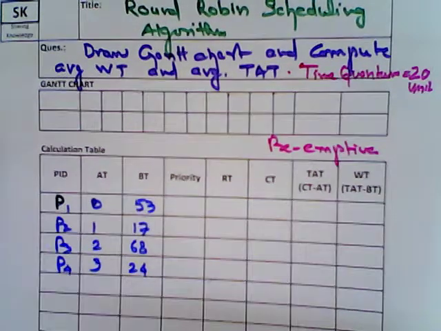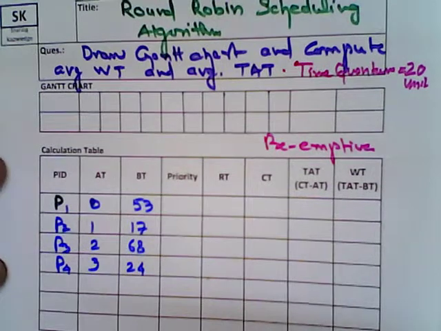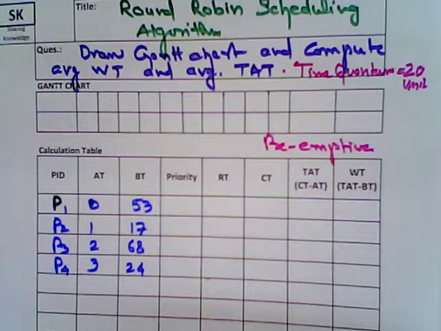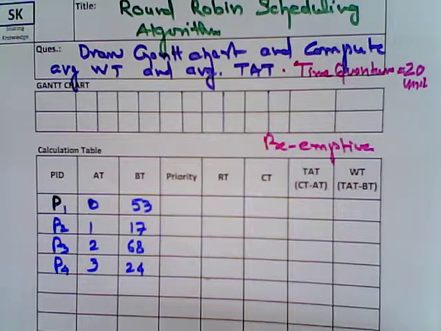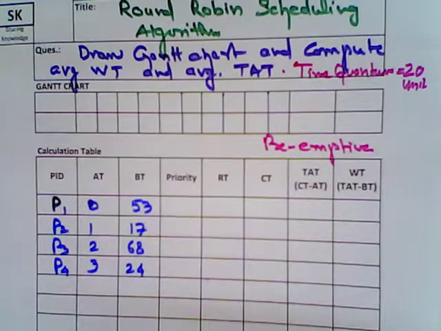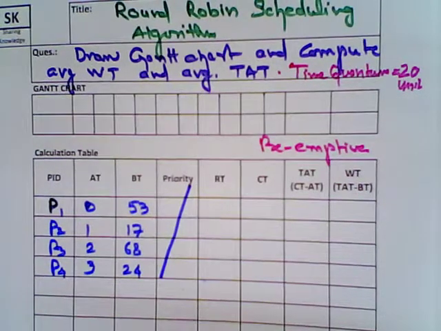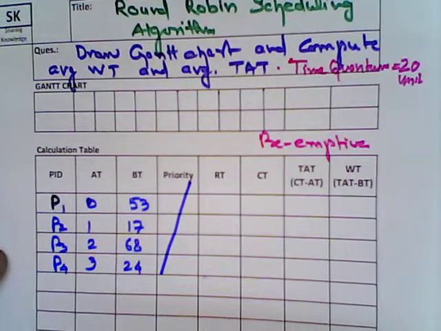So how to solve this problem? Now in the Gantt chart we should start writing. You have to remember that this is almost like FCFS, but here we are not considering the priority, so I am deleting that particular column. So we will take the first process, say P1.